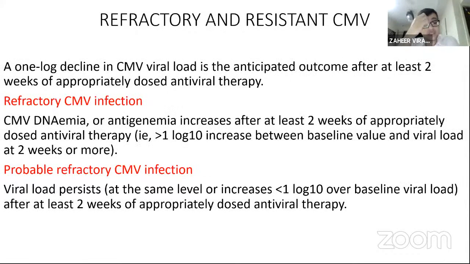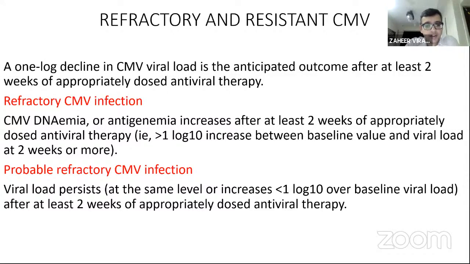Now one starts with valganciclovir or ganciclovir, but one needs to know whether that drug is working or not. So 1 log decline in CMV viral load is anticipated after at least 2 weeks of appropriately dosed antiviral therapy. So what is refractory and probable refractory? If the CMV DNAemia or the pp65 antigenemia increases after 2 weeks of appropriately dosed antiviral therapy, that means there's a 1 log increase after 2 weeks, and this virus is refractory to your medication. That means that there is resistance, and in that case, you will have to look at the mutations and then decide your second line therapy.